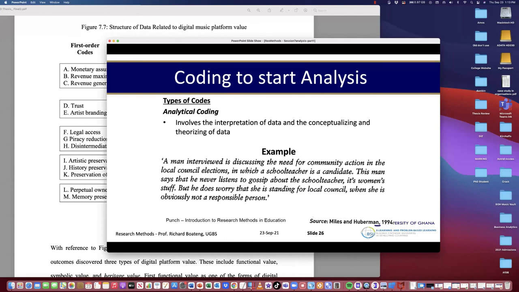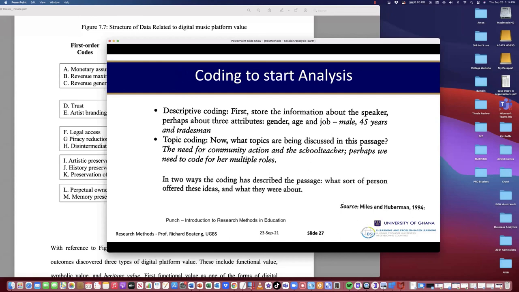This man says that he never listens to gossip about the school teacher. It's women staff. But he is just worried about that. He's not worried that she's standing for local council when she is obviously not a responsible person. That's what the person is saying. So it tells you that there are some patriarchal perspectives from the man.